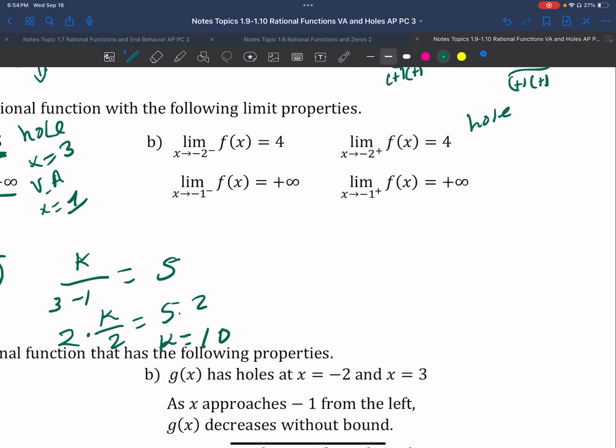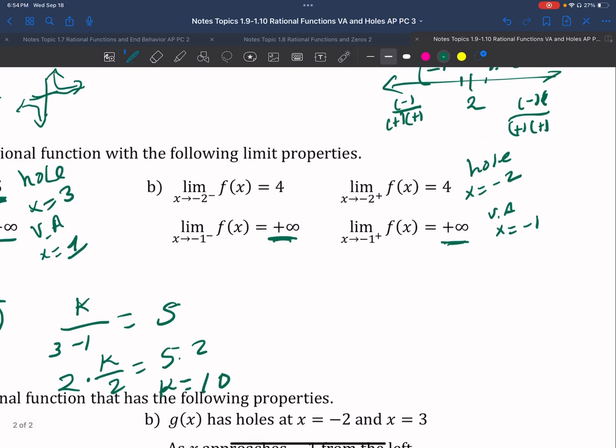So again, I'm going to make a note that I have a hole at x equals negative 2. And then I notice that I have infinities here, so I know I have a vertical asymptote at x equals negative 1. This one is going to be different than the other one because they're both approaching positive infinity. So for this one, you have to remember 1 over x squared, which is going to look something like that. Notice how both of the arrows are increasing without bound as you approach x equals 0, which in that case is where the vertical asymptote happens. So when I do this one, I have to remember that as I write my equation.